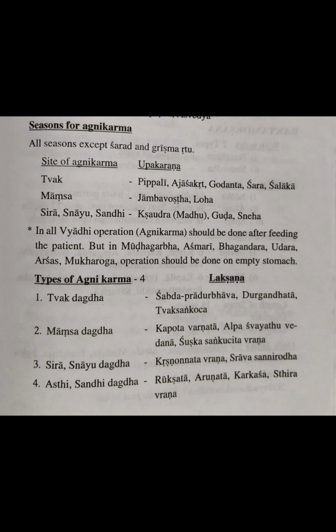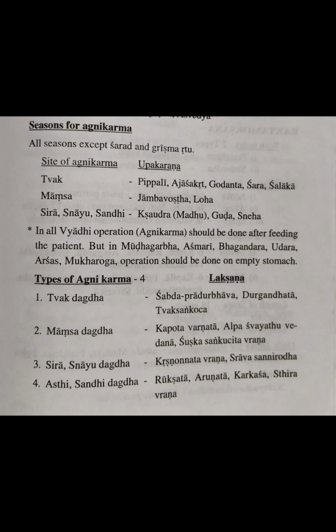Because if you cut the sira, the blood vessel, blood will be oozing out. Now, if you do cauterization, what happens? Suddenly the bleeding will stop. The same thing, Srava Sannirodha. Whatever discharge is coming from the sira and snayu, if you do Agni Karma, the discharge will stop.